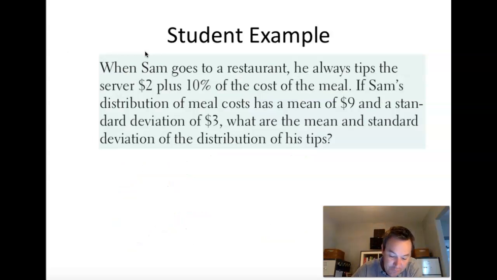All right, last thing I got for you is a student example. Go ahead and pause on the screen, give this one a try, and we'll go over it in class next time. See you then.